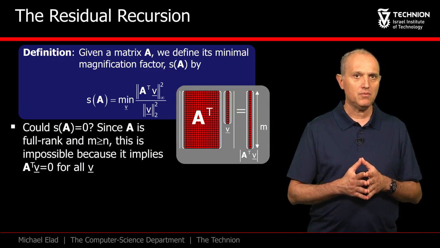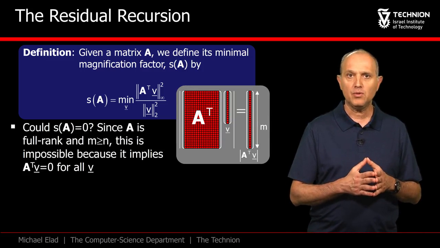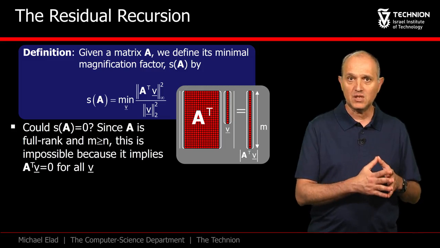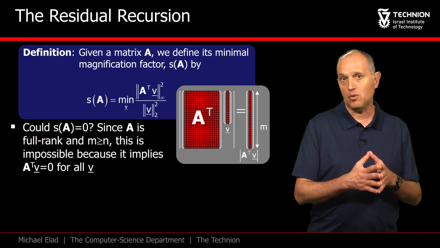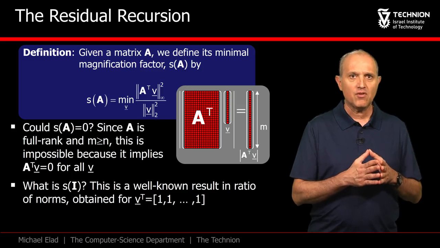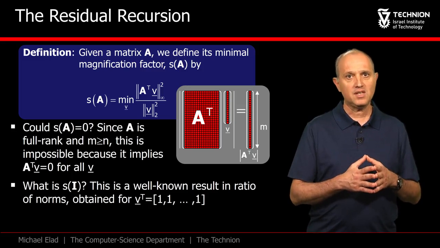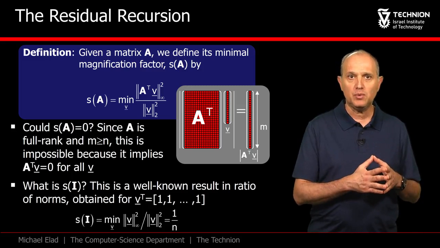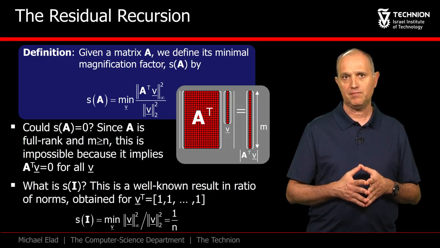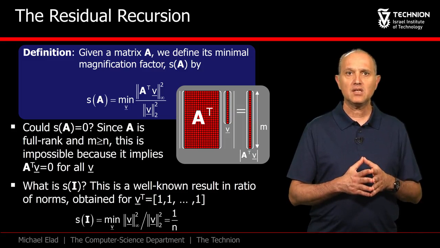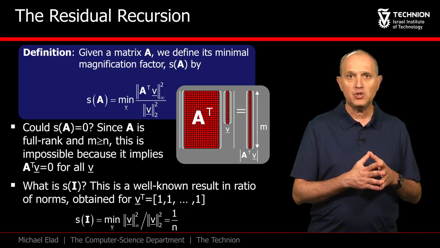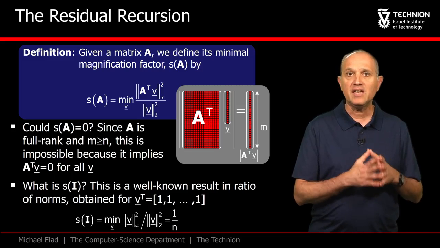Could S of A be 0? If A has more columns than rows, and it is a full rank matrix, this is impossible, since this would imply that A transpose times any vector v is always 0. Just to get a feeling towards this definition, what is S for the identity matrix? In this case, we are minimizing the squared ratio between L infinity and the L2 of any vector, and this result is well known, being 1 over n. We will not discuss how the minimal magnification factor S of A is calculated, and simply assume from here on that given A, we can get S of A.